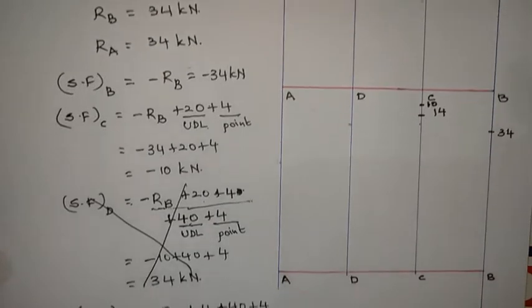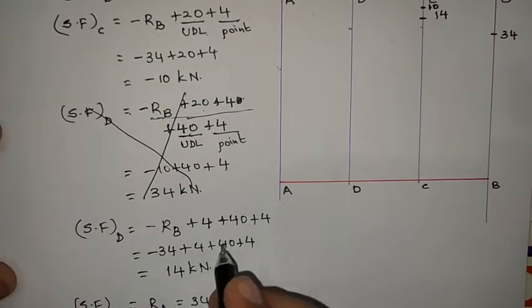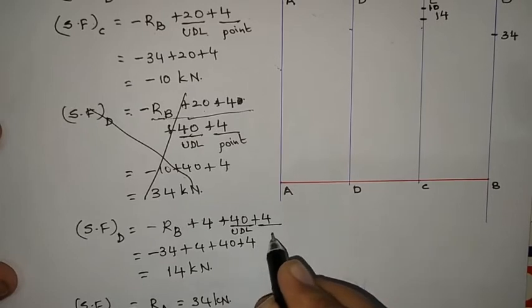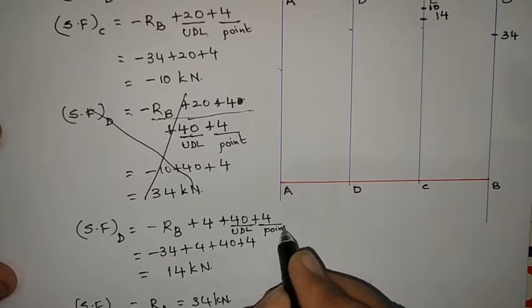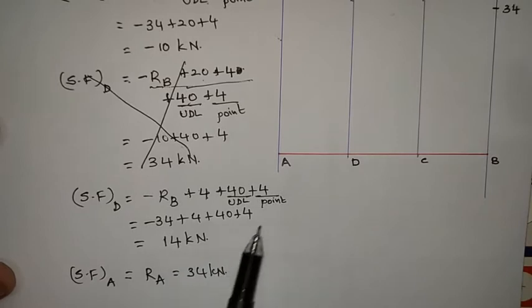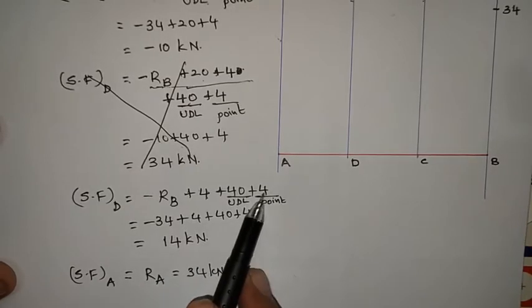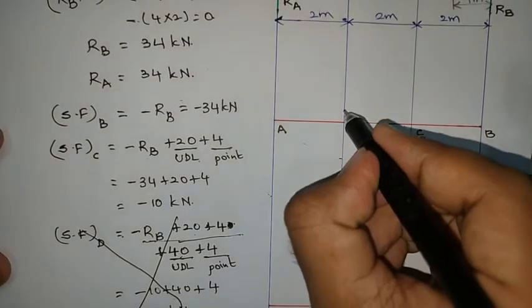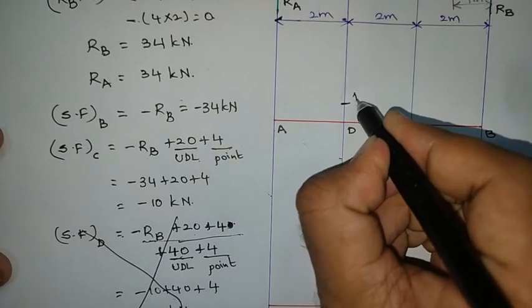Next, shear force at D. Here this 40 is because of UDL, and this 4 is because of point load at D. So if you remove point load, you will get plus 10. If you add point load, you will get plus 14.